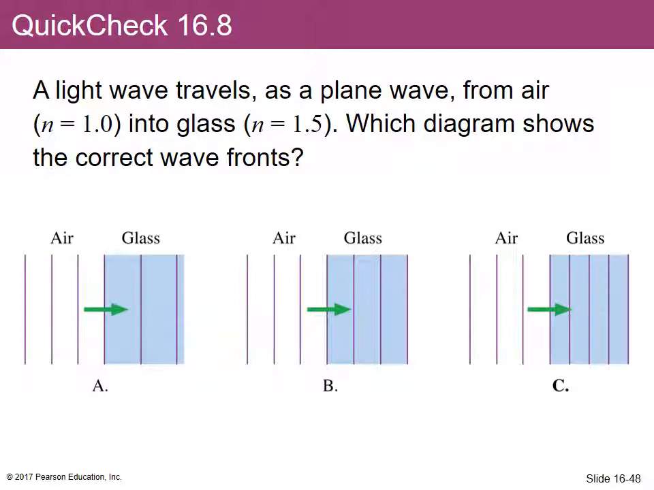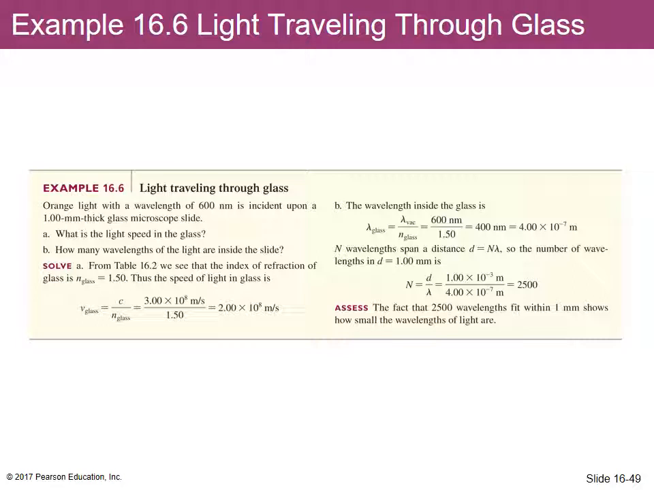Another problem for consideration. This problem asks for the speed of light in glass. Since the index of refraction of glass can be found in Table 16.2, the speed of light in the material is the speed of light in the vacuum divided by the index of refraction, or about 200 million meters per second. The wavelength is the wavelength in the vacuum divided by the index of refraction, or about 400 nanometers.